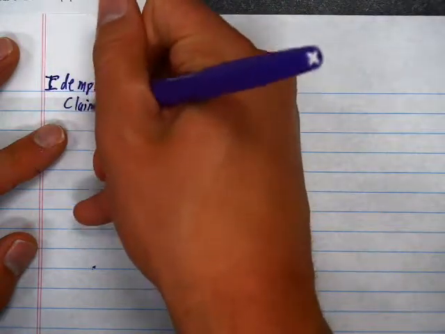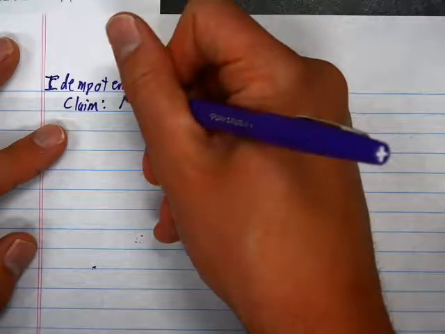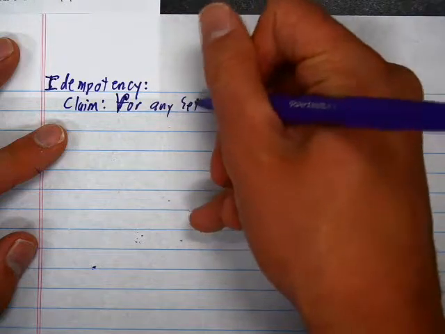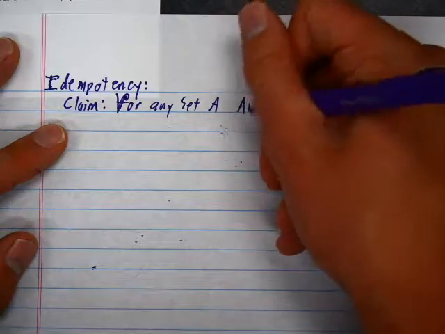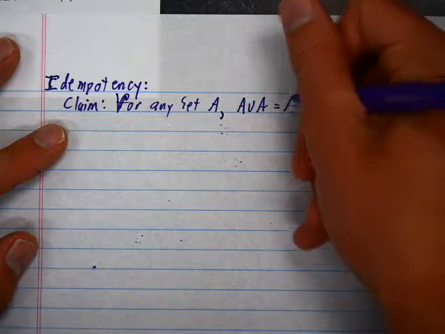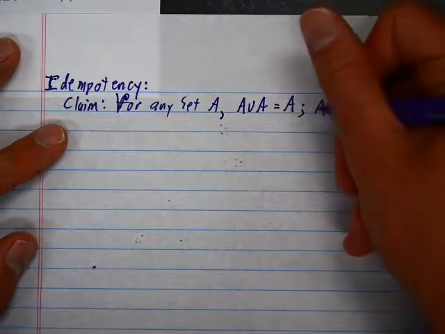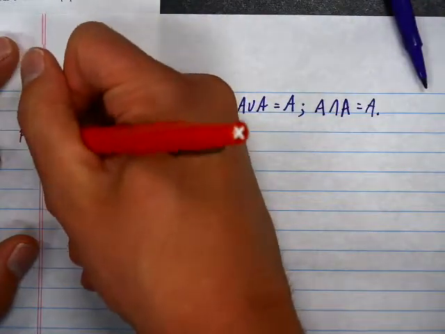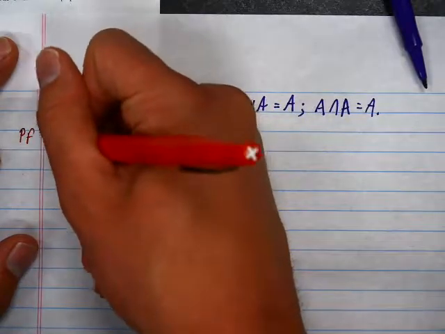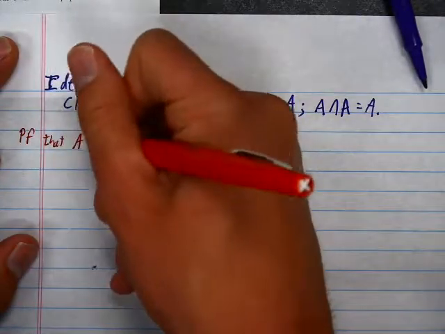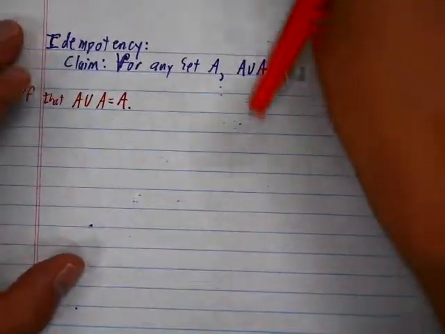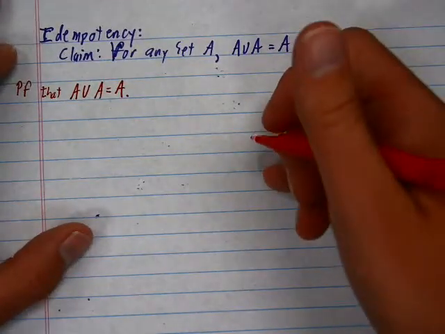Claim. For any set A, A union A is equal to A, and A intersect A is equal to A. And let's start with the proof that A union A is equal to A. And so this is going to go in a super straightforward way.